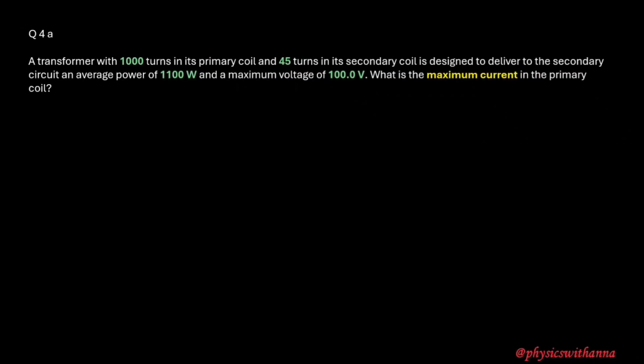Question 4a. A transformer with 1000 turns in its primary coil and 45 turns in its secondary coil is designed to deliver to the secondary circuit an average power of 1100 watt and a maximum voltage of 100 volt. What is the maximum current in the primary coil?